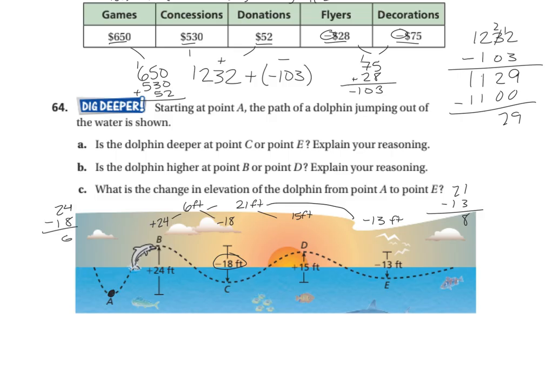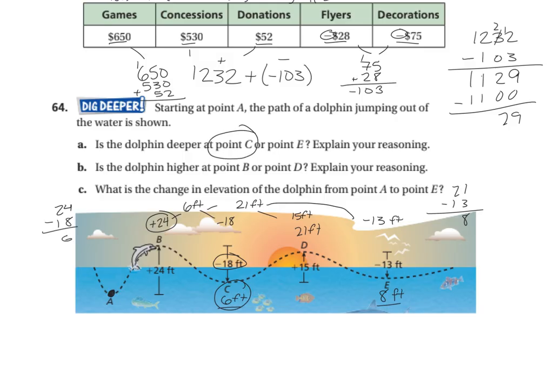Okay, so if we label each of these, B is plus 24. C, after I take into account, has 6 feet of total displacement. Point D, adding 15, gives me 21 feet of displacement. And E gives me 8 feet of displacement. Okay, so is the dolphin deeper at point C or point E? Right, we would want the least amount or the most negative amount of displacement between 6 and 8, right? C is going to be deeper. So I'm going to circle point C.